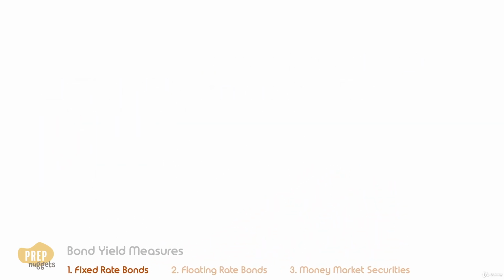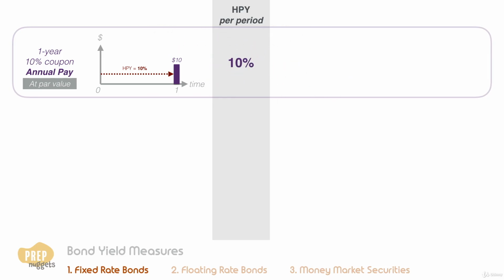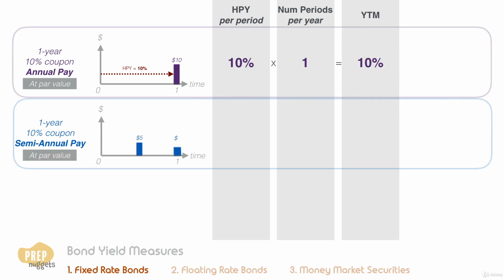We're now very familiar on how to calculate the yield to maturity of a fixed-rate bond. For a 10% annual pay bond at its par value, its holding period yield for the full year is 10%. The yield to maturity is equal to its stated coupon rate at 10%. For the same bond which pays semi-annually, its holding period yield for half a year is 5%. The yield to maturity is equal to 2 times this rate, which again is the coupon rate of 10%.